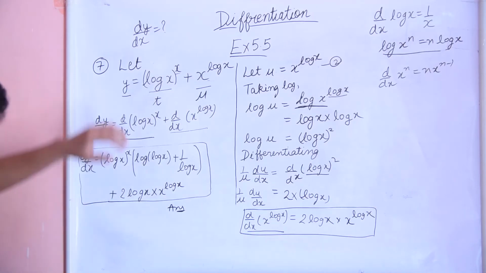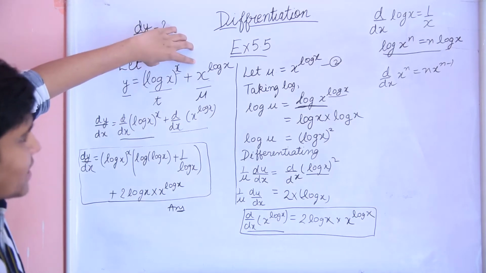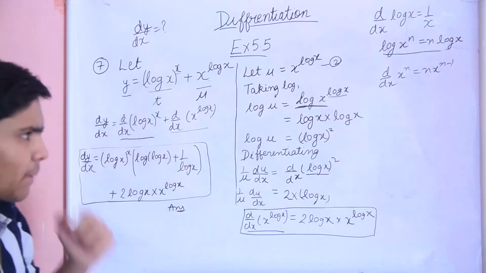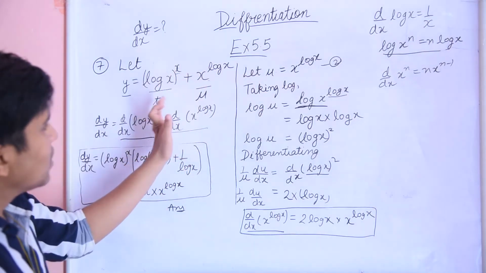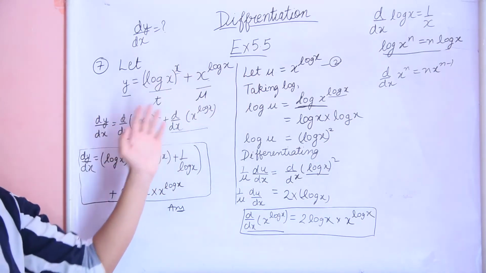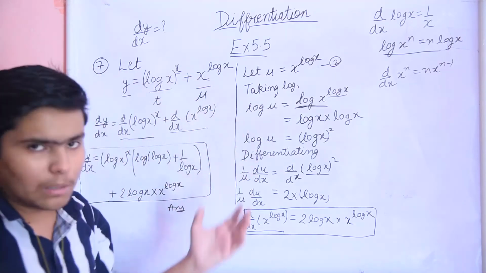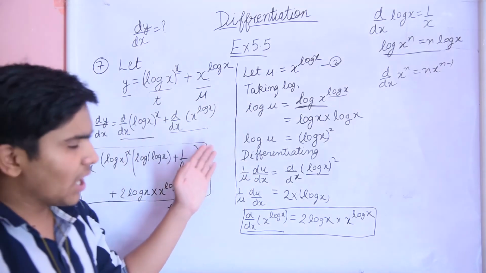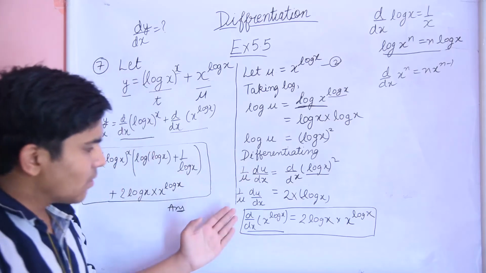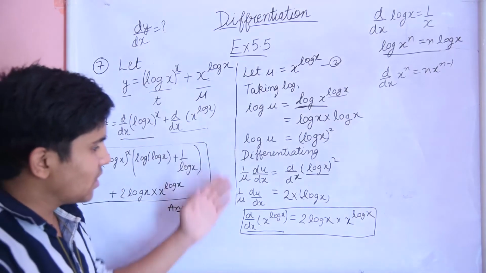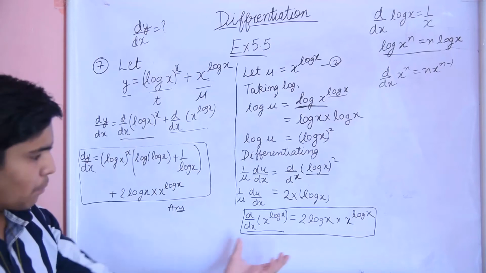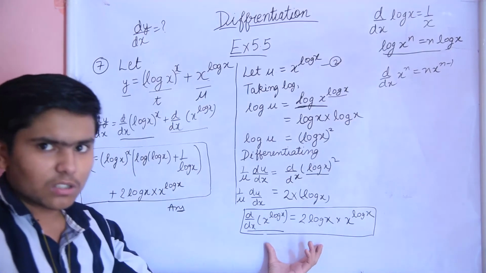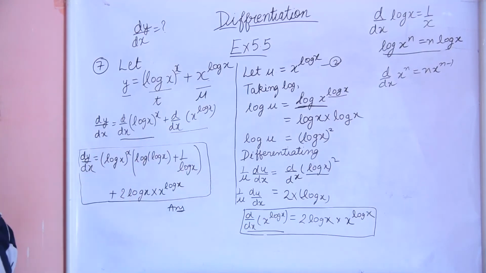First we let these terms be independent and separate, as t and u, then take log on both terms and simplify them. After the last step, that is differentiation, we will get the differentiation of these functions, and putting in their values, we will get the answer like this.